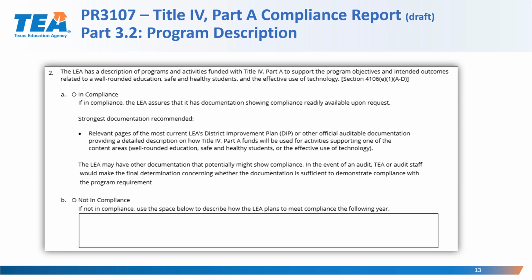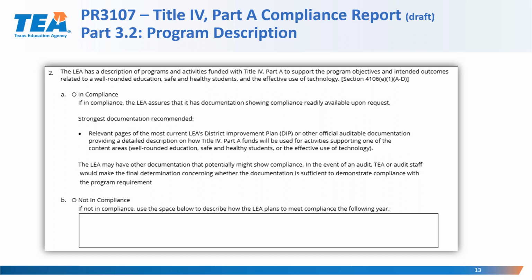To meet Program Requirement 2, the LEA must have a written description of programs and activities funded with Title IV Part A to support program objectives and intended outcomes related to well-rounded education, safe and healthy students, and the effective use of technology. If compliance status has been met and the LEA assures that it has documentation verifying compliance readily available upon request, LEA should click in compliance.